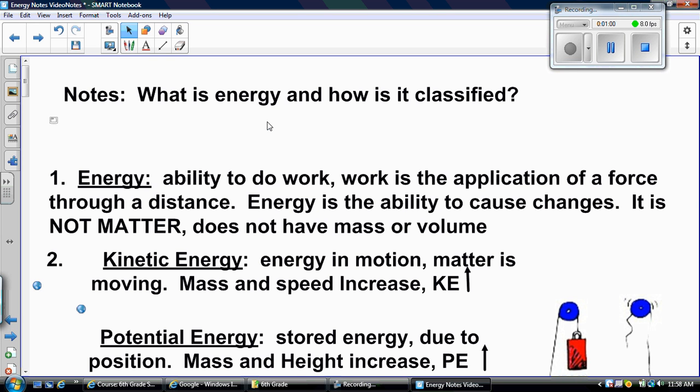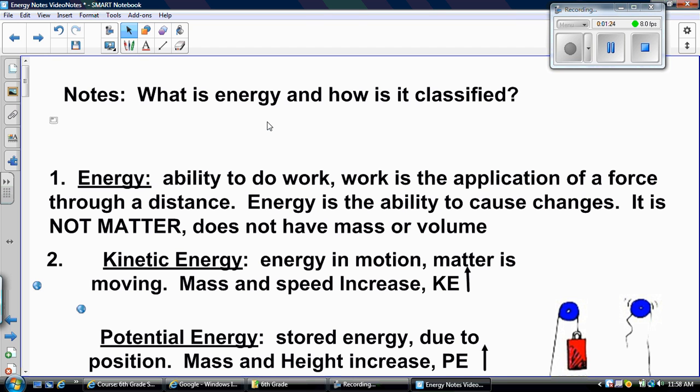And how force and energy work together: a force is what enables some work to be done, and energy is how you're able to do work. So those two tie together. There are two main types of energy, kinetic energy and potential energy. Kinetic energy is any type of energy that is in motion.